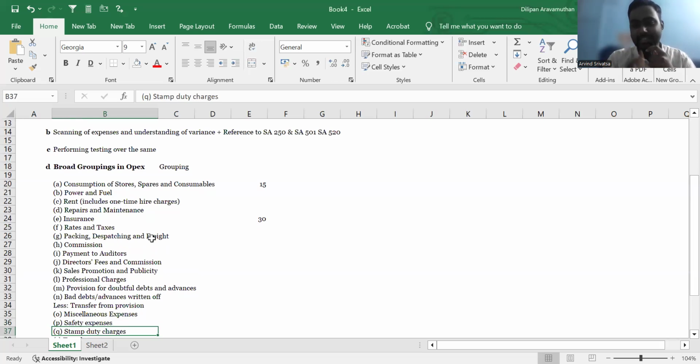It is a miscellaneous expense, or if it is significant, it is required to be presented separately, right? You will get to know this only when you see what is contained in each CLM. Another example might be packing, dispatching, and freight. You have two packings, right? You have your primary packing, you have your secondary packing. So primary packing is the packaging without which the product cannot exist, right?